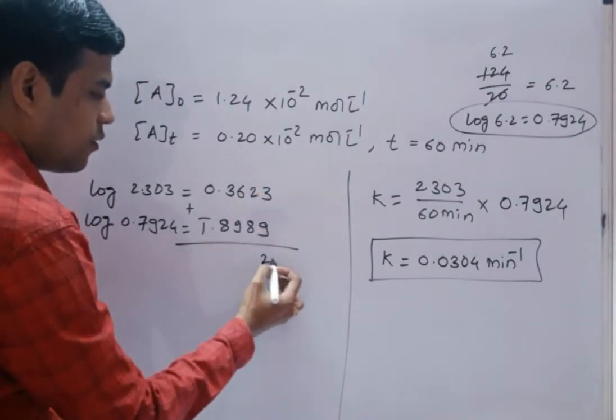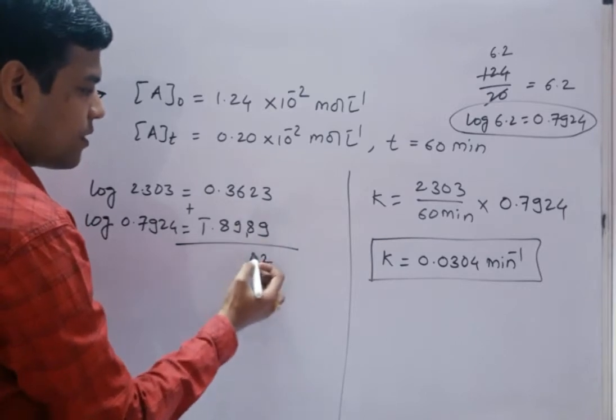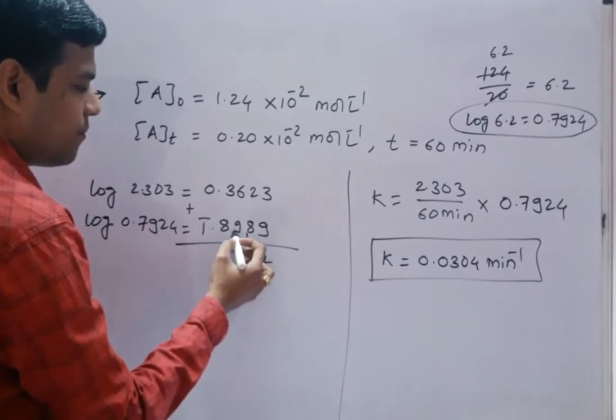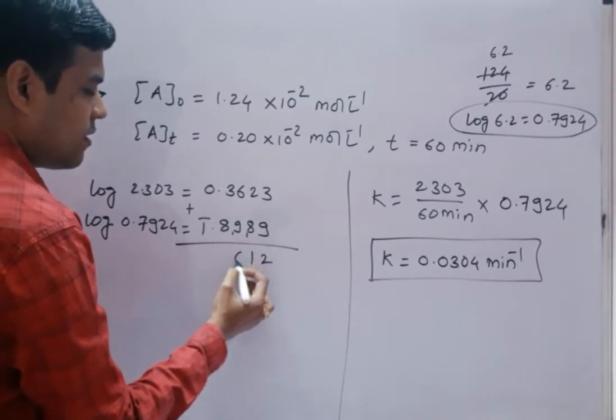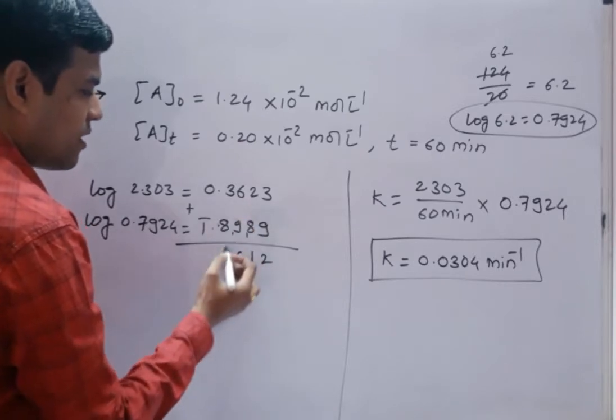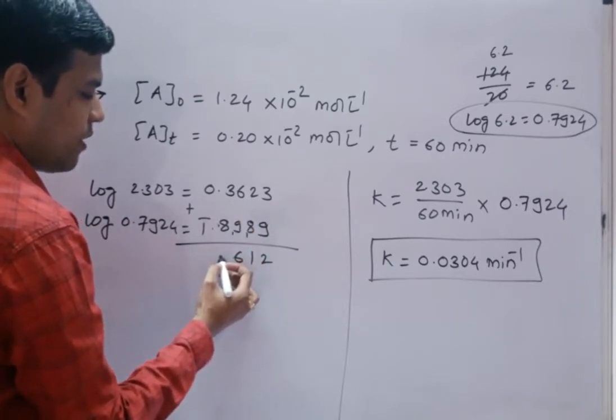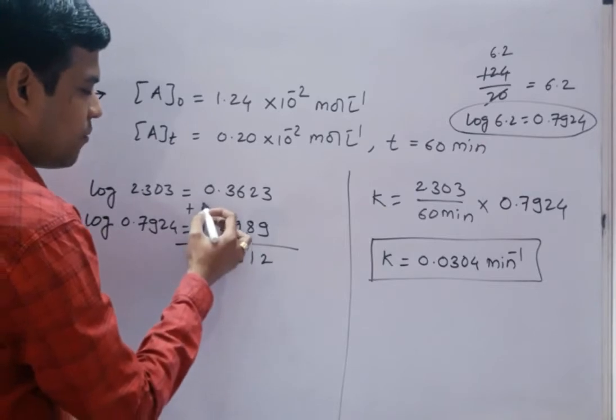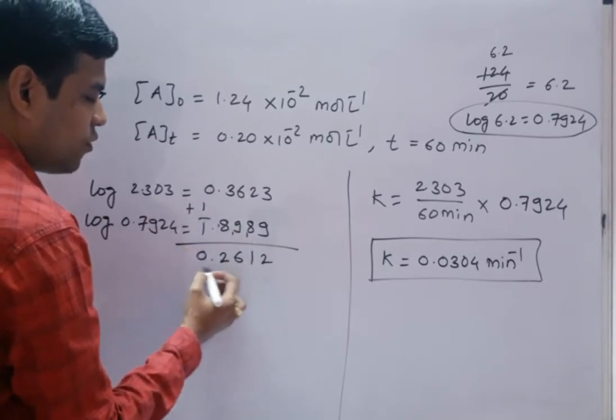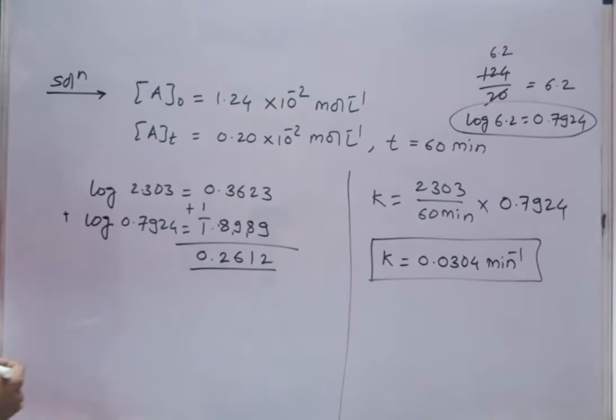9 plus 3 12, 9 plus 2 11 plus 1 carries 1, 10 plus 6 16 carries 1, 9 plus 3 12 carries 1, plus 1 minus 1 becomes 0, 0.2612, okay.